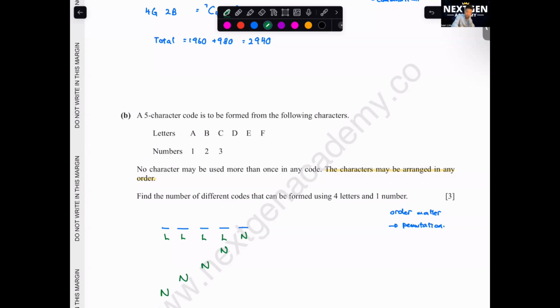Okay, let's calculate. What will be the calculation here? This is 6P4 for the letters, multiplied by 3P1 for the number, then times 5. 6P4 times 3P1 times 5. We will get 5,400.